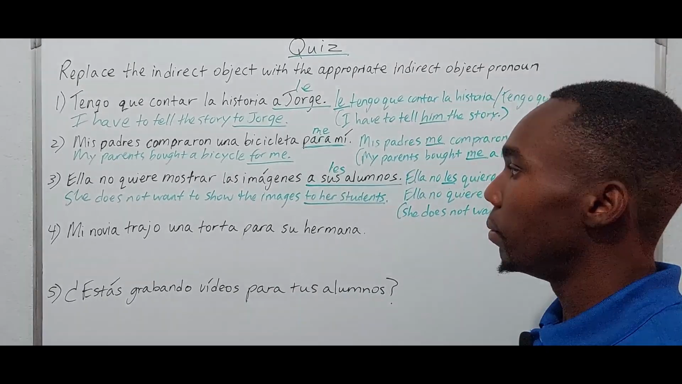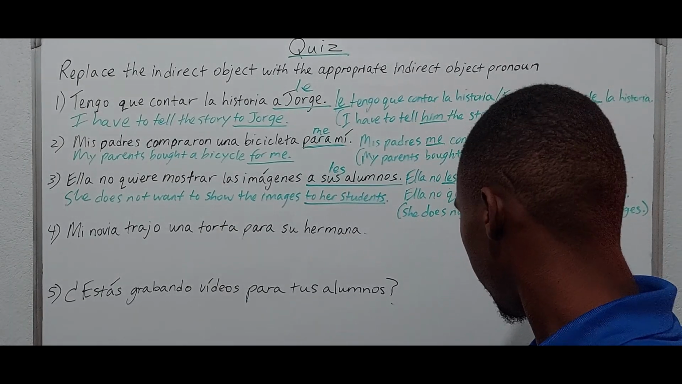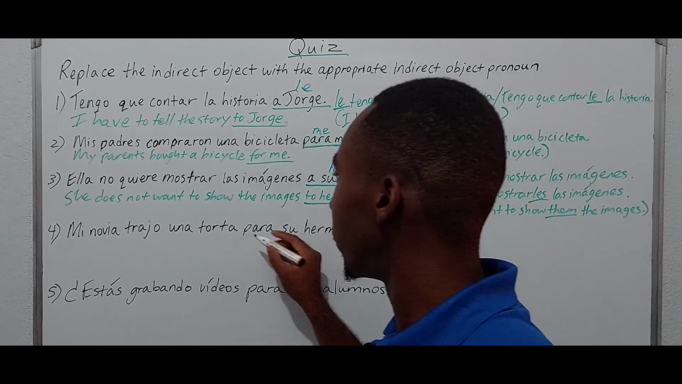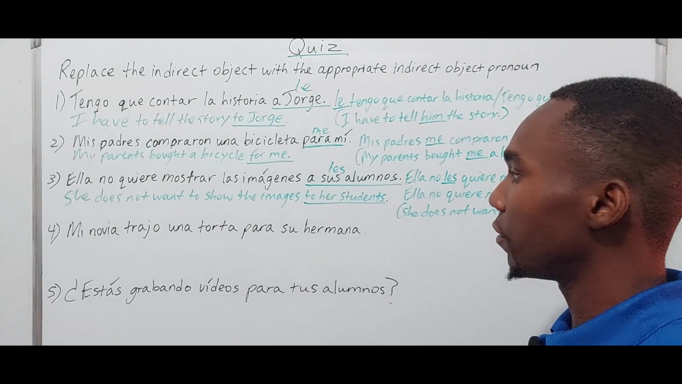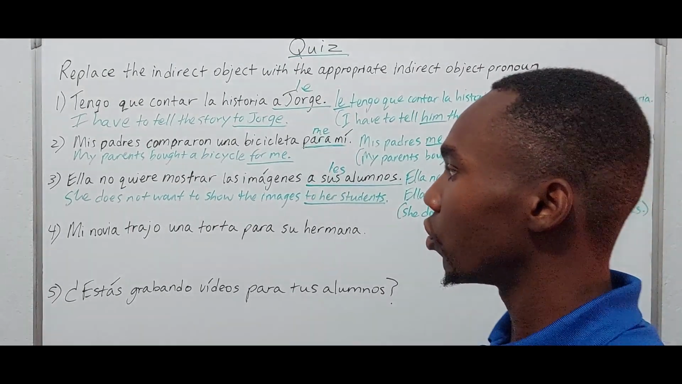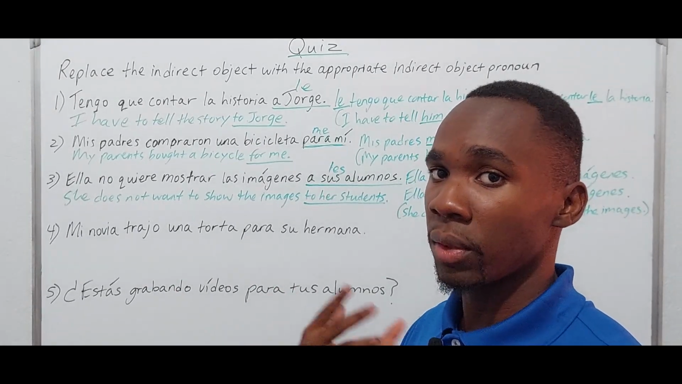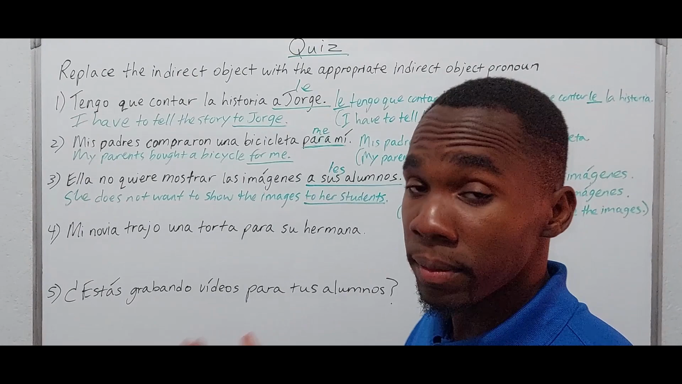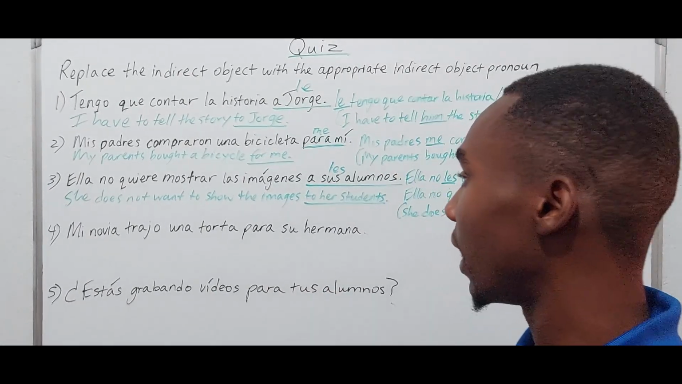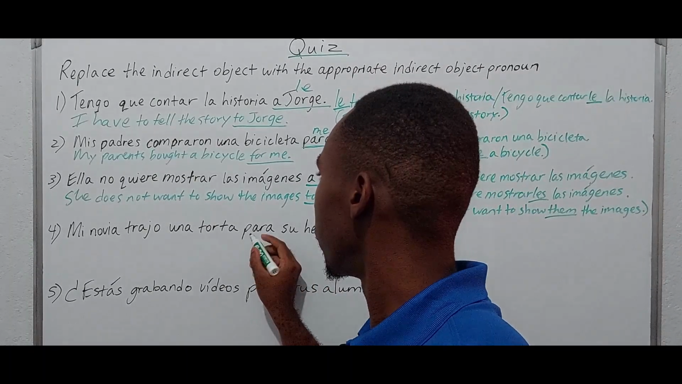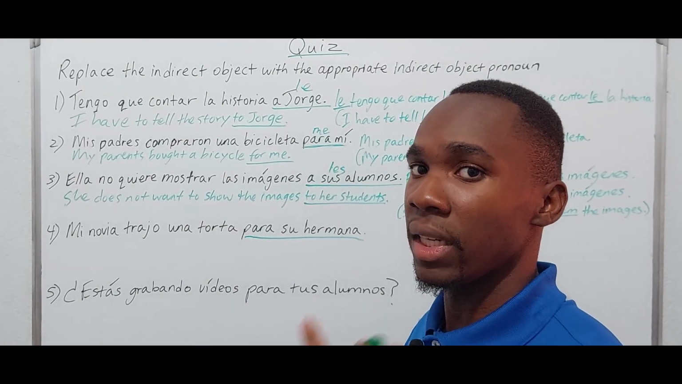4. Mi novia trajo una torta para su hermana, right? So this is saying that my girlfriend brought a cake for her sister. So what did she bring? Una torta, a cake. That's our direct object. For whom? Para su hermana, for her sister. So that's our indirect object, right? And the indirect object pronoun would be le.